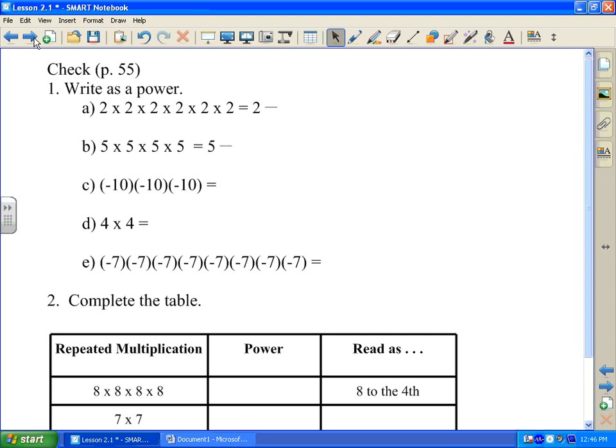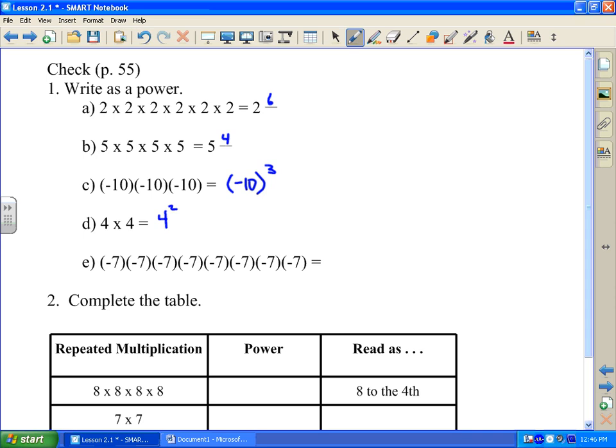All right, let's see how you made out here. So writing this as a power: 2 is my factor, and it occurred 1, 2, 3, 4, 5, 6 times, so we'd write it as 2 to the power of 6. In B, 5 is my factor, and it occurred 1, 2, 3, 4 times, so 5 to the power of 4. Now in C, negative 10 is my factor, or my base, and it occurred 1, 2, 3 times, so my exponent is 3. In D, 4 is my factor, or my base, and it occurred twice. So we'd write 4 to the power of 2, or 4 squared.